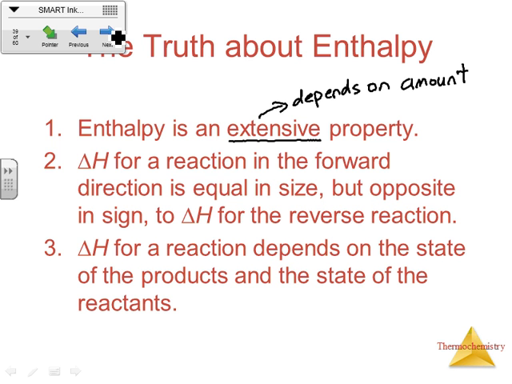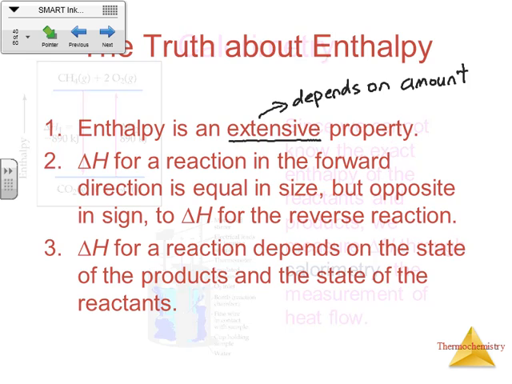And then the delta H for a reaction also depends on the state of the products and the state of the reactants, okay? So depending on whether it's a gas or a liquid or a solid, that's going to affect how much energy, how much heat is given off or absorbed by the reaction, okay? So it does depend on the state.